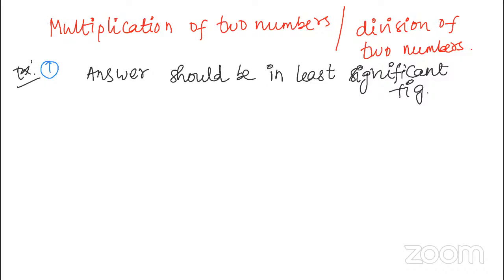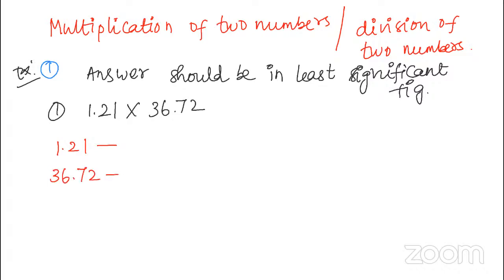Here we can have one number, that is 1.21, which is multiplied by 3.7672. Okay, right. So first you should write the significant figures for 1.21 and 36.72. Okay, now tell me the significant value for 1.21.